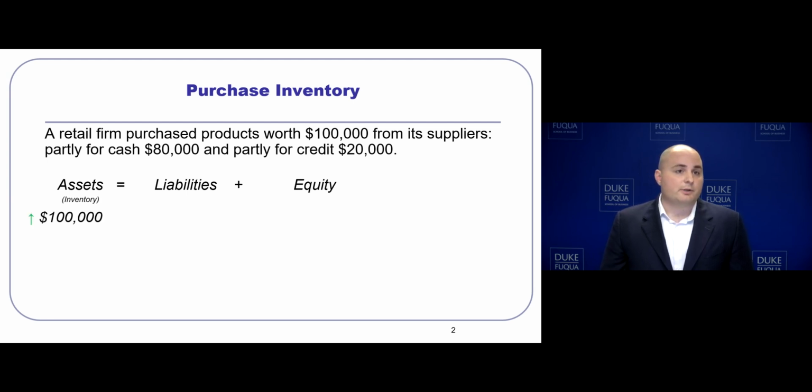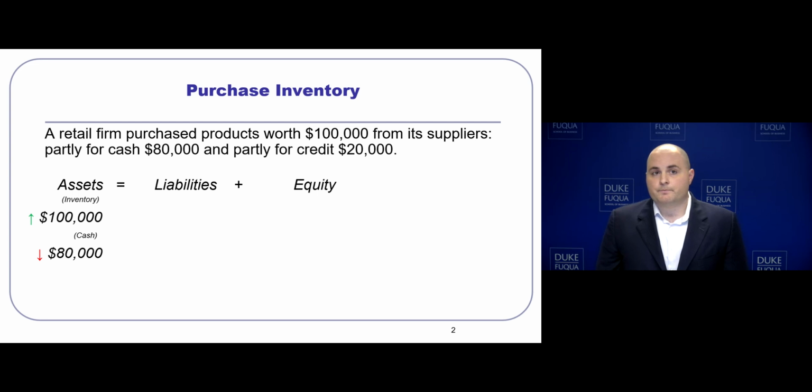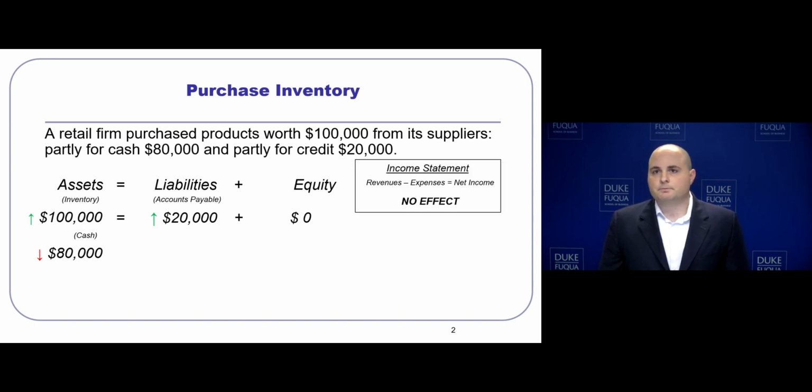Well, the accountant would first start off with recording an increase in inventory under the assets for $100,000. Additionally, the accountant would record a decrease in cash of $80,000 for the amount that we paid at the time of purchase. Now you'll notice the balance sheet equation doesn't balance. We're left with $20,000 on the left side of the equation. Well, that's the liability that we owe, the part that we got on credit from the supplier. We call that an accounts payable.